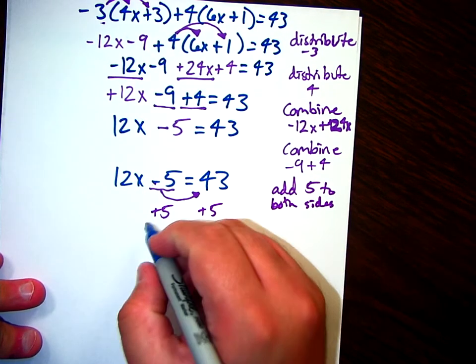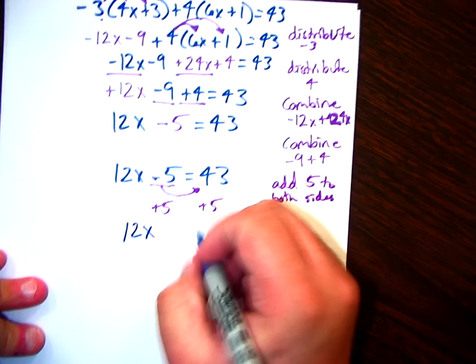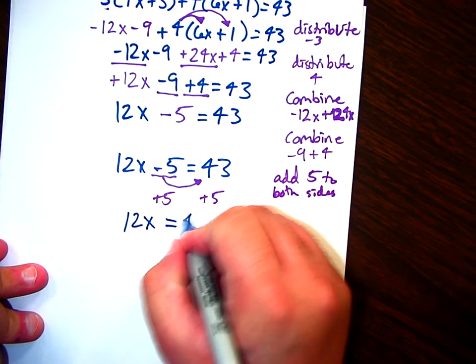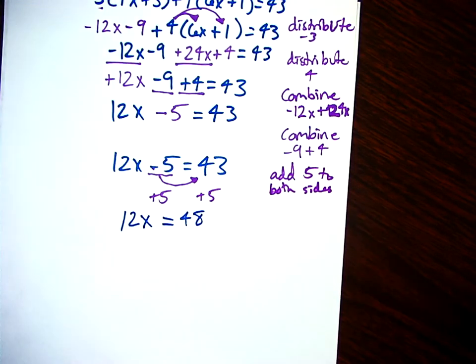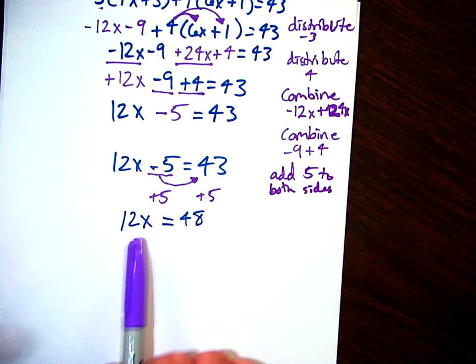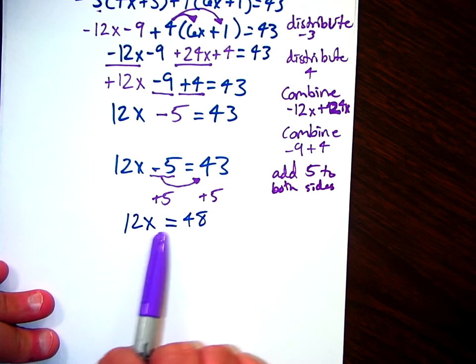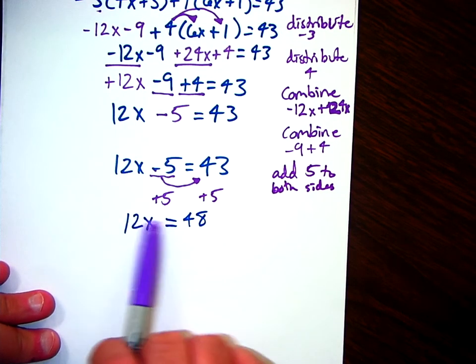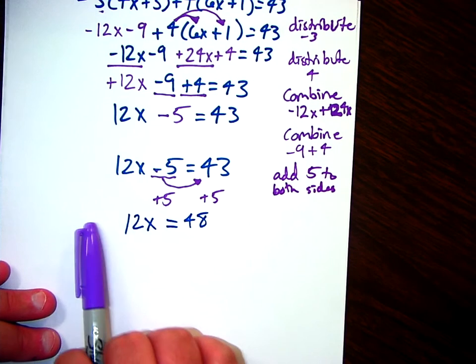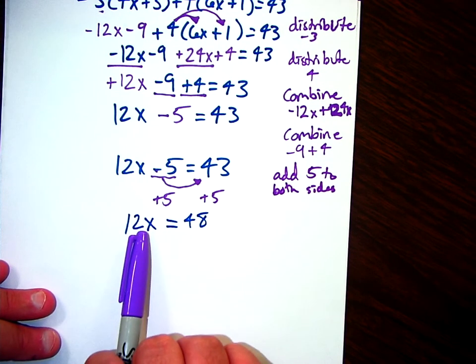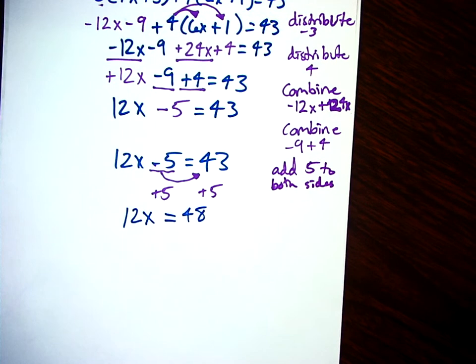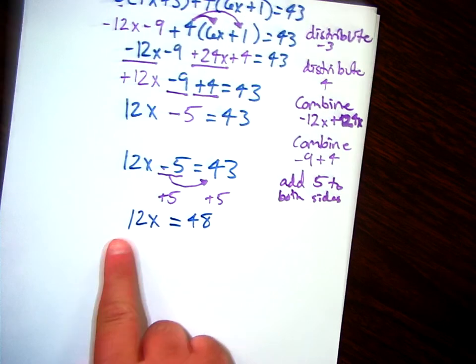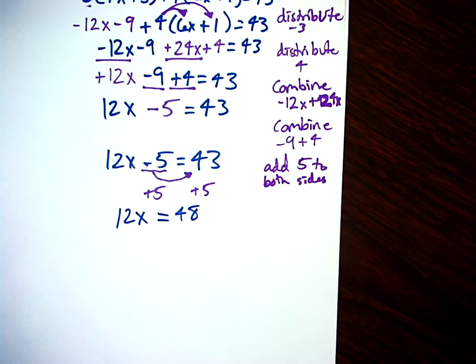And what we're left with is 12x equals 48. Now I can start dealing with what's attached to x here because there's no other terms over here. I don't have plus or minus anything. So now I can deal with what's multiplied or divided by x. And how do we get rid of this 12 that's multiplied by x?